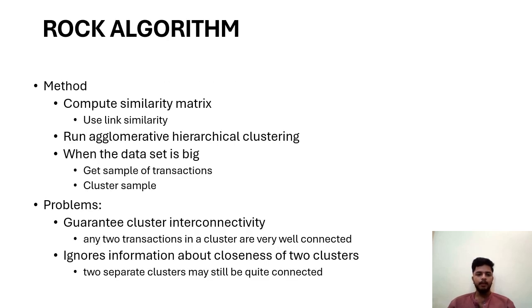ROCK algorithm. Method: compute the similarity matrix, use link similarity. Run agglomerative hierarchical clustering. When the dataset is big, we have to get a sample of transactions and cluster the sample. Problems faced: guarantee cluster interconnectivity. Any two transactions in a cluster are very well connected. It ignores information about closeness of two clusters. Two separate clusters may still be quite connected.